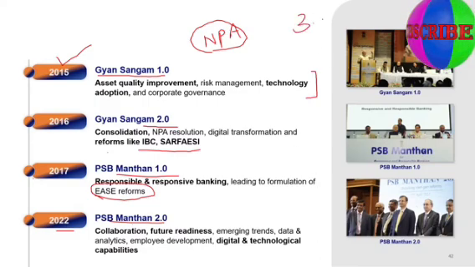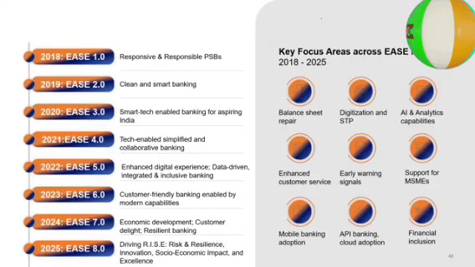Then after PSB Manthan 2, PSB Manthan 3.0 happened. Can you comment in which year? 2017 it was PSB Manthan 1, 2022 PSB Manthan 2. PSB Manthan 3.0 happened in which year? It happened in 2025 only. Okay. So this is the EASE journey.